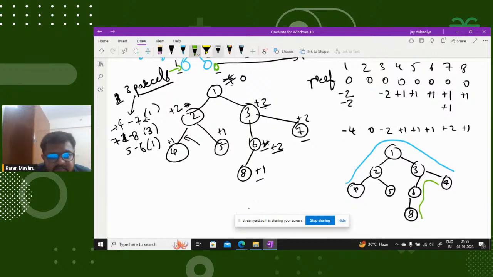The third is 5 to 6. So 5 to 6, this would be my path. Now look here, how many times is this edge coming? One time, that's why it is plus 1. How many times is this edge coming? One time, that's why this is plus 1.